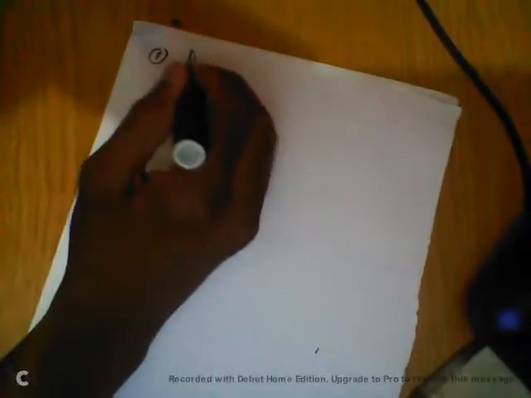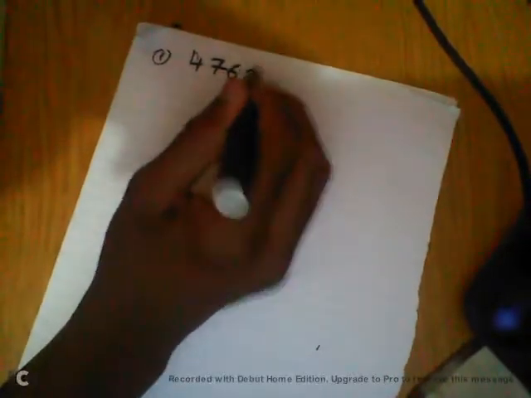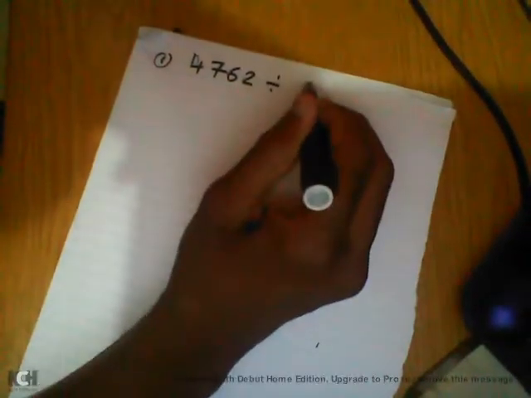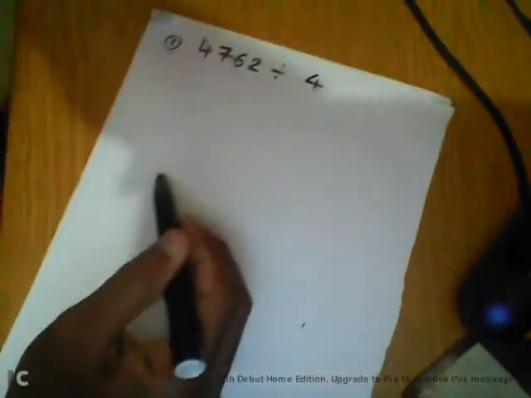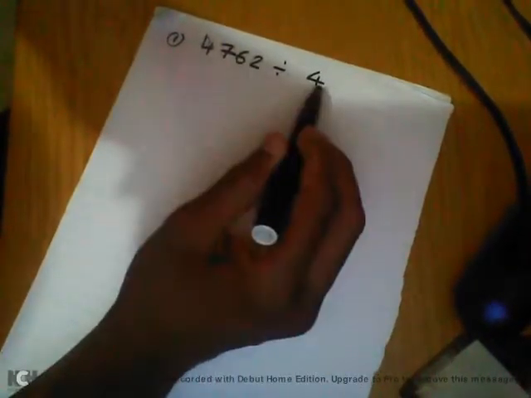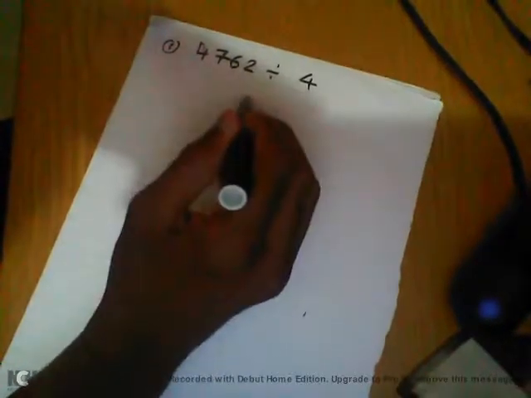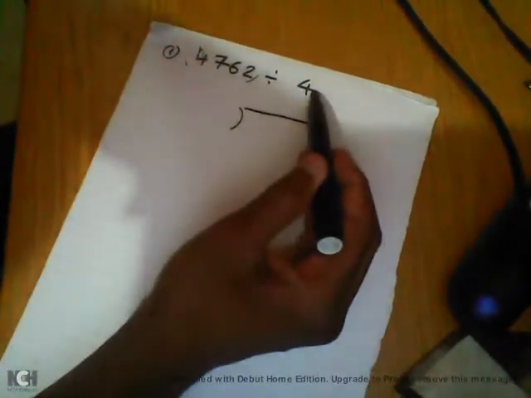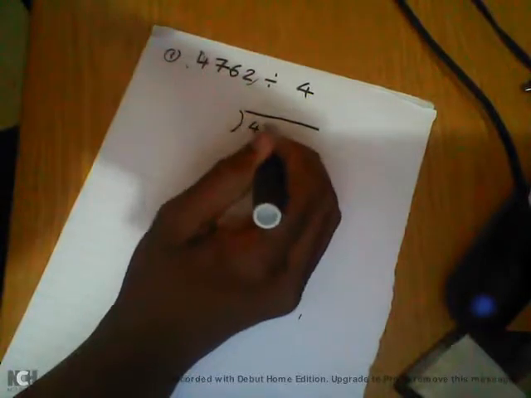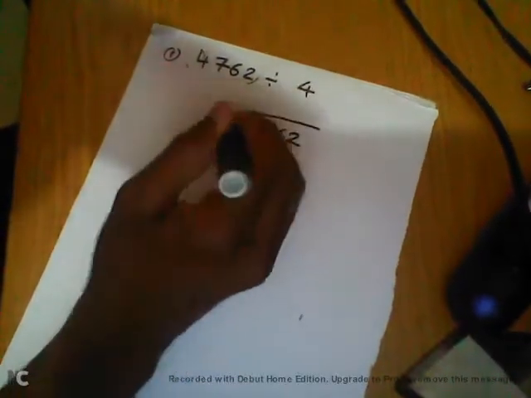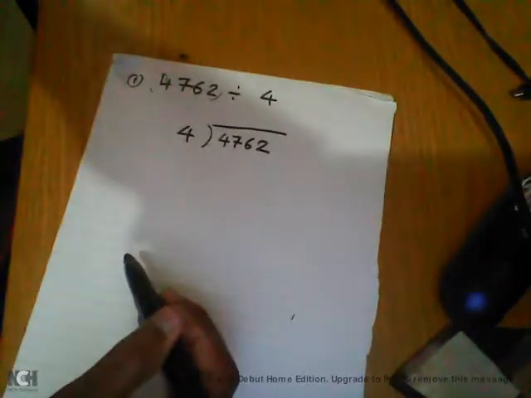For example, let's take a long division. We're going to do the long division method. Let's say 762 divided by 4. So let's do the long division method. First of all, take this number and put it in, because you take this number and divide it by 4 people. So we write 762 divided by 4.